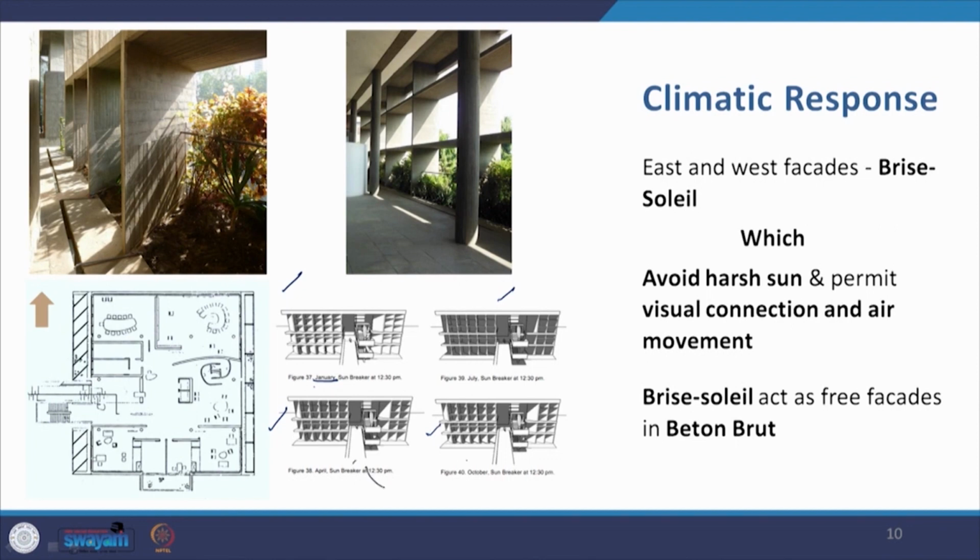October and April seem to be very similar in the response, whereas in January you are getting maximum sun penetration from the west side with this west brise soleil. So the sun path analysis clearly shows us that this is an efficient brise soleil for this building, and this also acts as a free facade in rough concrete or béton brut.